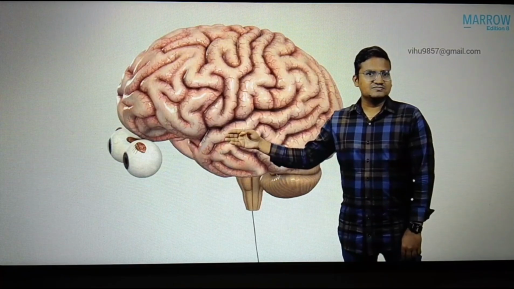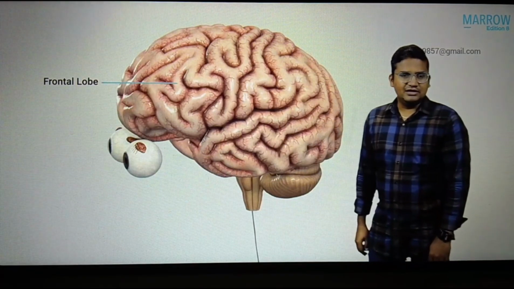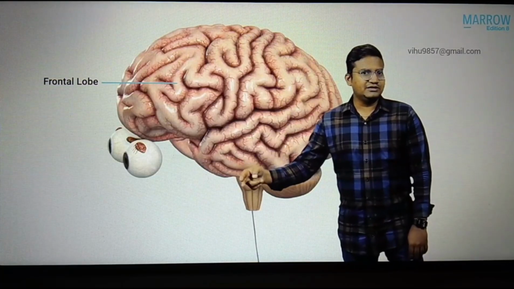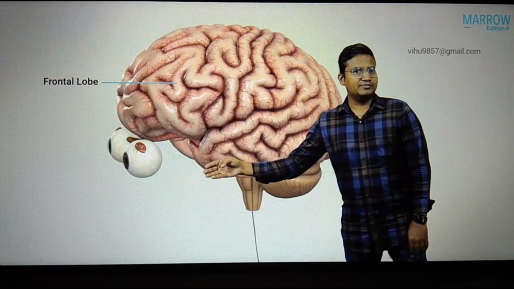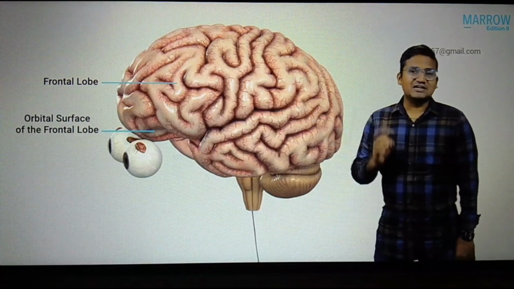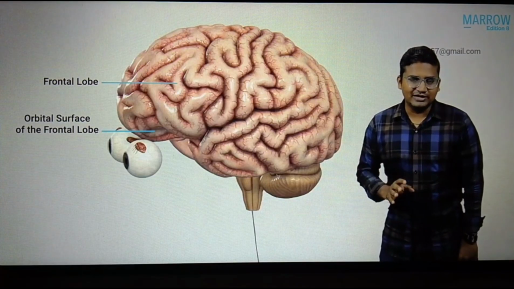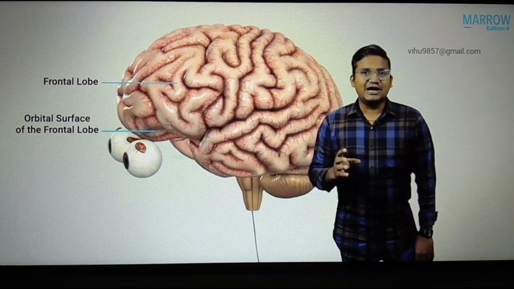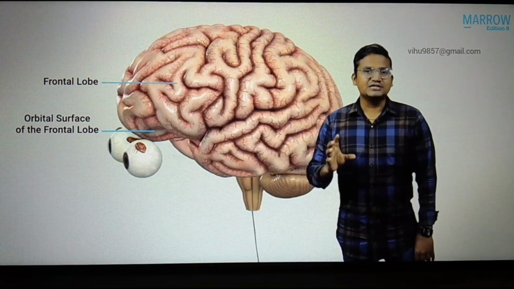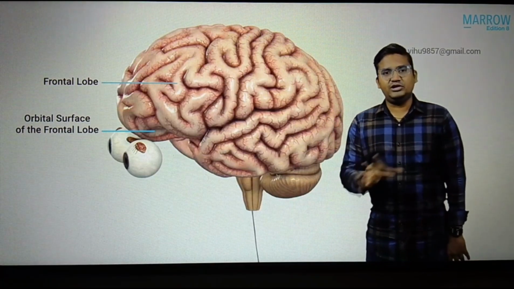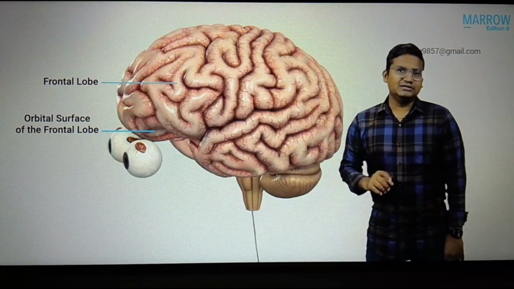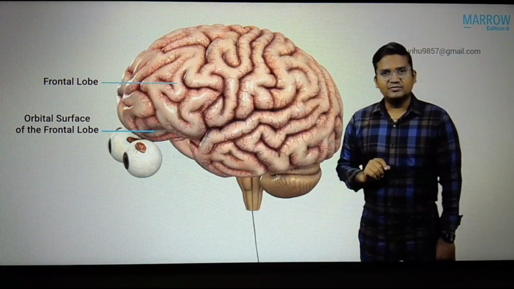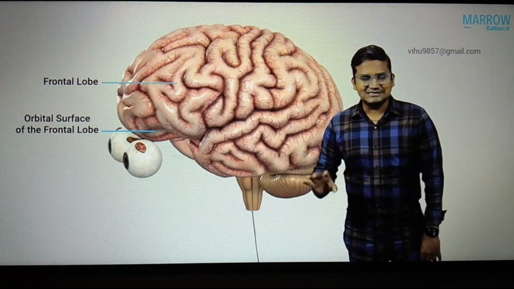That is our frontal lobe. The part of the frontal lobe which is close to the orbit, close to the eyeball, is called the orbital surface of the frontal lobe. So this is very important. Please note down this area. Now we have seen some important areas in the cerebrum.